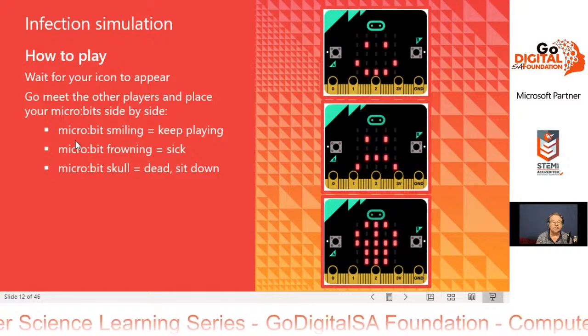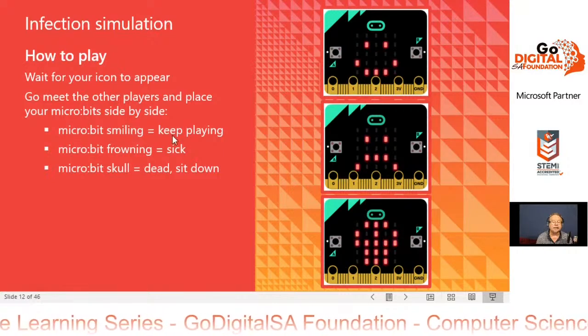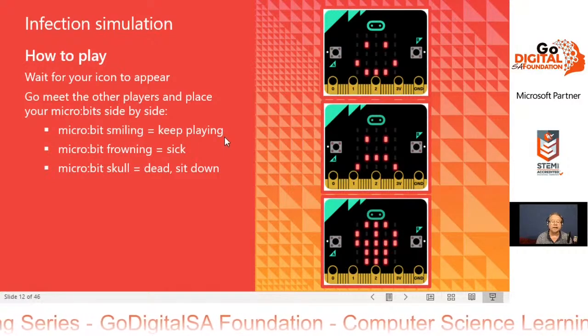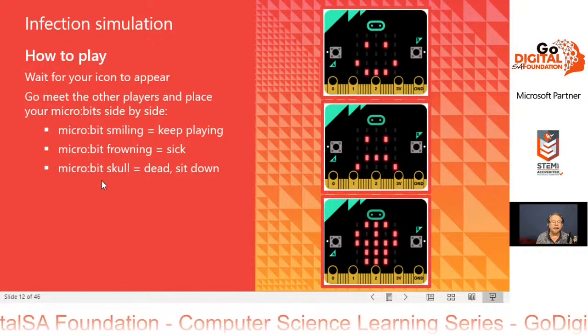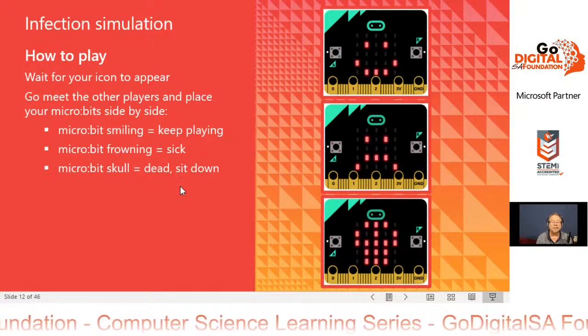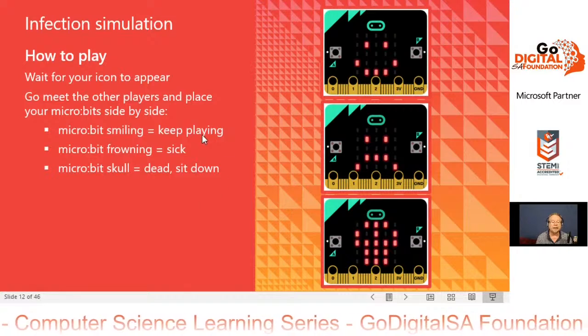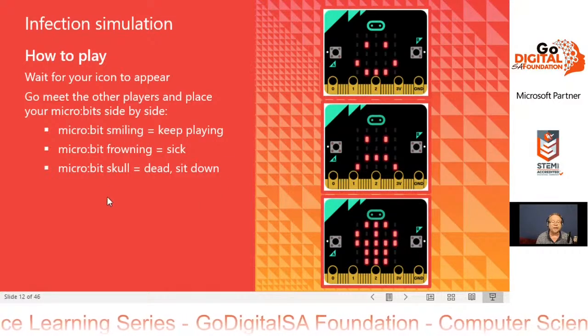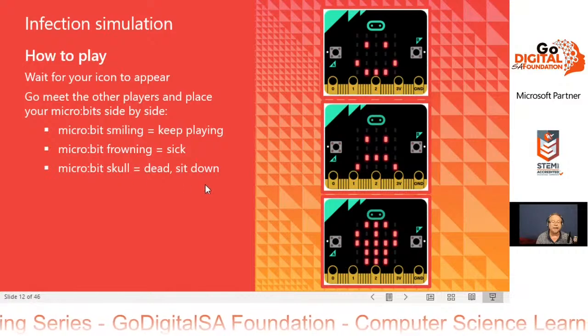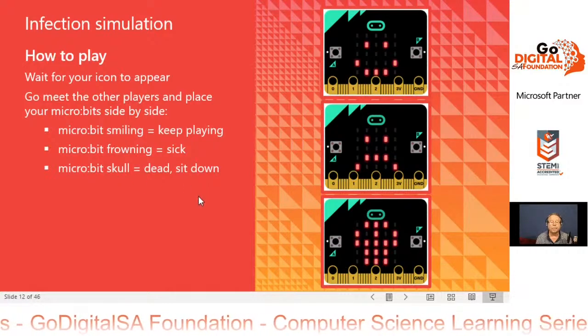Okay, and we'll see this because a smiling face means that the microbit is not infected, a frowning face means the microbit is sick, and the skull means it's dead. So to play the game, you keep on playing while it's smiling. When it's frowning, it's sick, and if you get the skull, then you have to sit down.